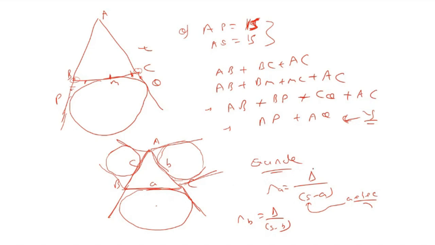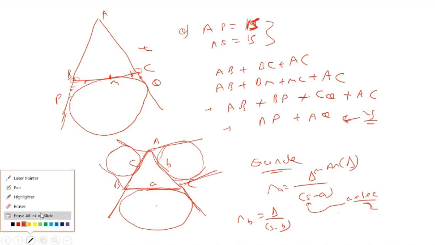The radius of the circle will be the area of the triangle upon s minus a, where s is again the semi-perimeter, which is (a plus b plus c) by 2, the normal semi-perimeter that we know, and a is the side length here. So let me just do a basic question on this, probably that will immediately clarify things.